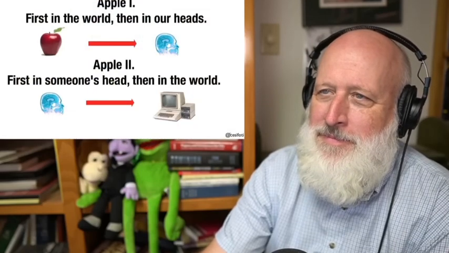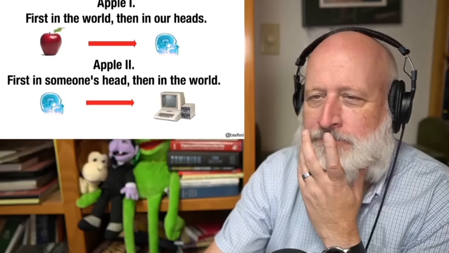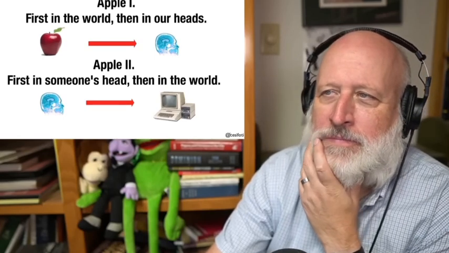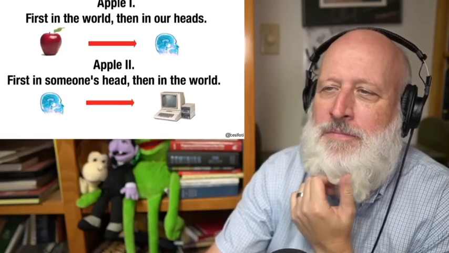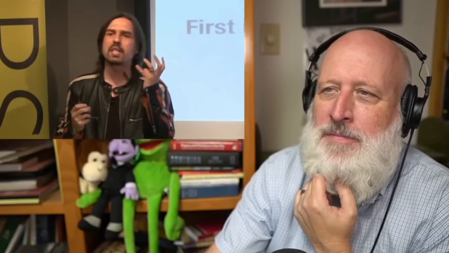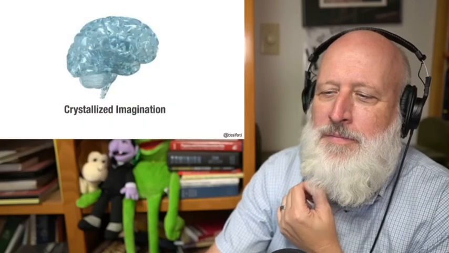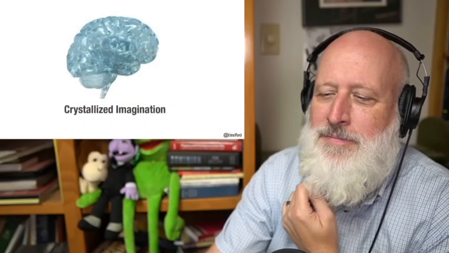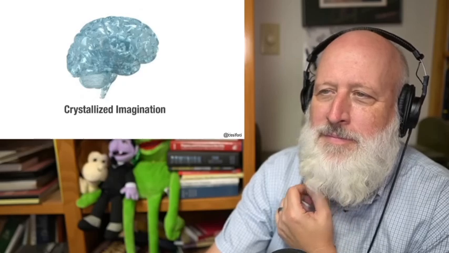Great illustration. The true difference between these two apples is that the first apple existed first in the world and then in our heads. There was a world in which there were apples and there was no word for apple. The second apple is an apple that existed first in someone's head and then in the world. And what that tells us is that these products are not just made of physical order, but they're made of crystallized imagination, okay, which is order that was originally formed in mental computations and then we disembodied into a product.